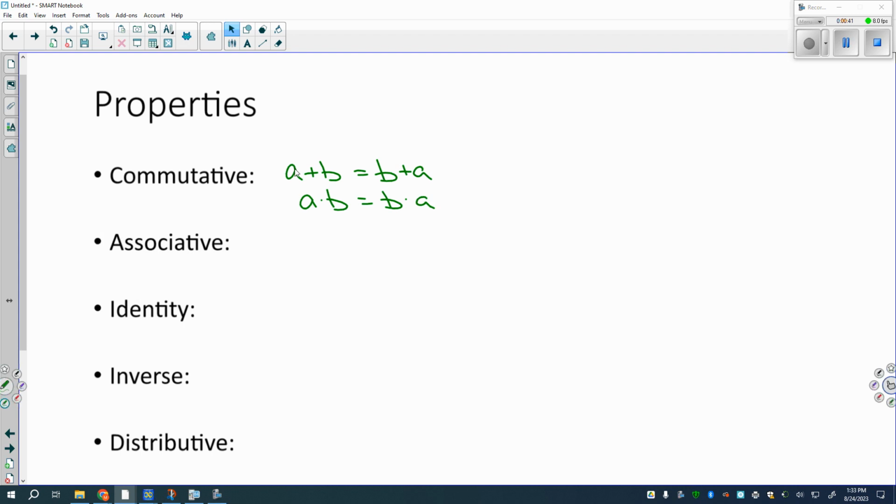The associative property, A plus B plus C is equal to A plus B plus C. I can change which ones I add together first, move those parentheses around. Same thing happens with multiplication. A times B times C is the same as A times B times C. And sometimes we want to do this because it's easier to multiply certain numbers together first than others.